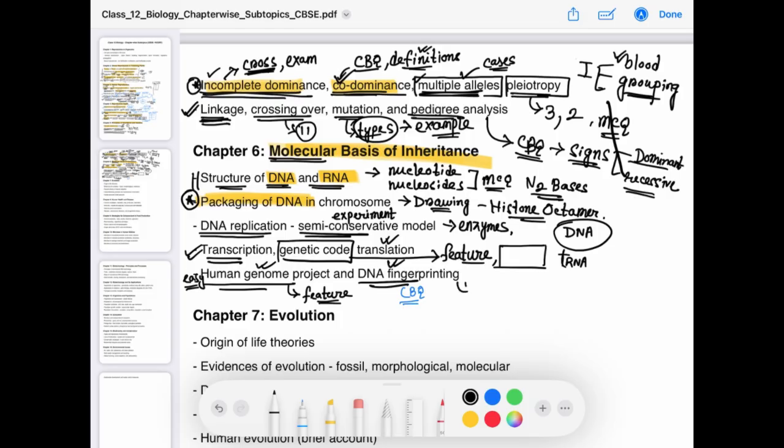And for that you need to get a knowledge of gel electrophoresis. Gel electrophoresis is an important part for the DNA fingerprinting. And then there is PCR. You will get these knowledges from the biotechnology chapter, right? So these things you have to incorporate with DNA fingerprinting, and all these things together they will form the CBQ type of question. So that is why this part is also important.